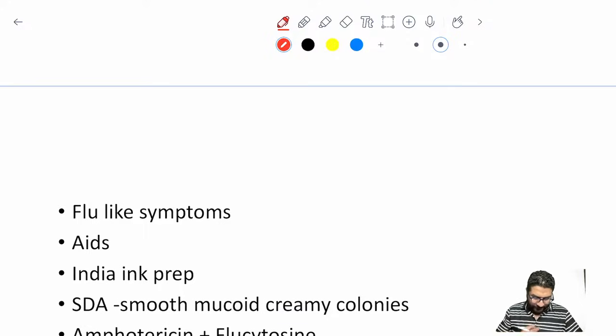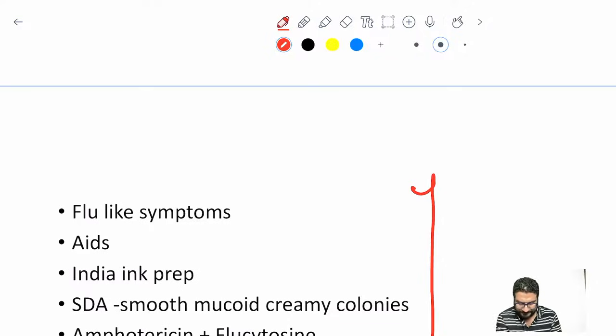Okay, now tell me what it is. Flu-like symptom. What is the diagnosis? Flu-like symptom. Patient is HIV positive. India ink preparation. Sabouraud dextrose agar will have smooth mucoid creamy colonies. And in treatment we give amphotericin and flucytosine.